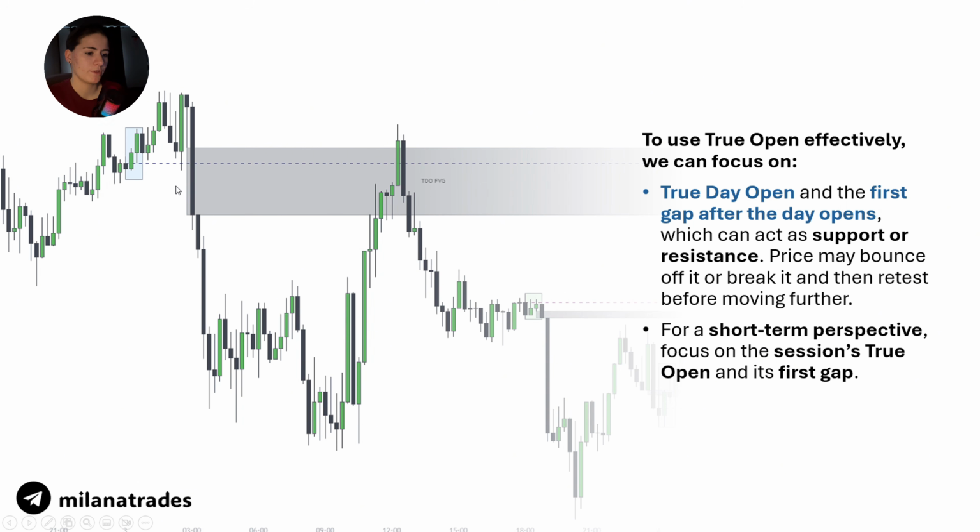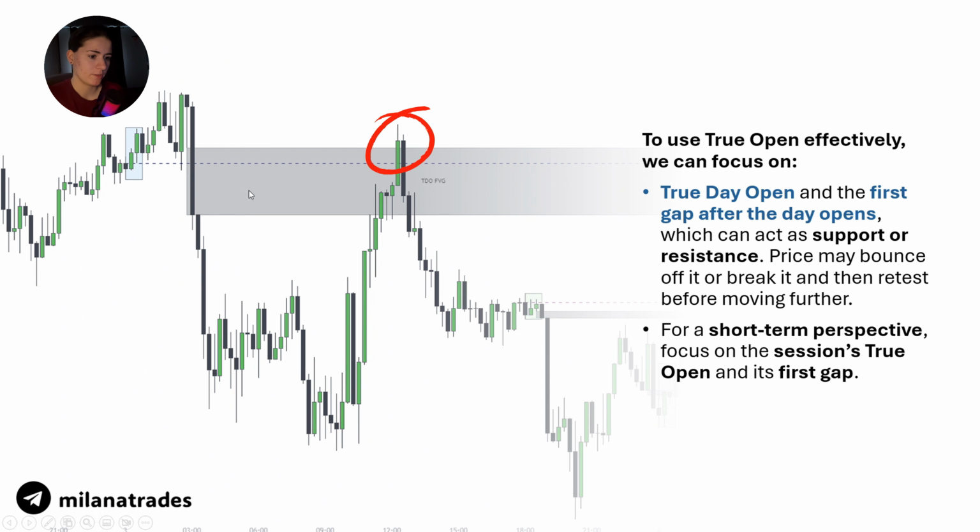To use true open effectively, it's important to understand that the line itself doesn't always cause a reaction. The reaction usually comes from the first fair value gap that forms after the true open. First, pay attention to the true day open and true weekly open, and the first fair value gap that appears right after it. This gap often marks an area of imbalanced liquidity, where price may later react.